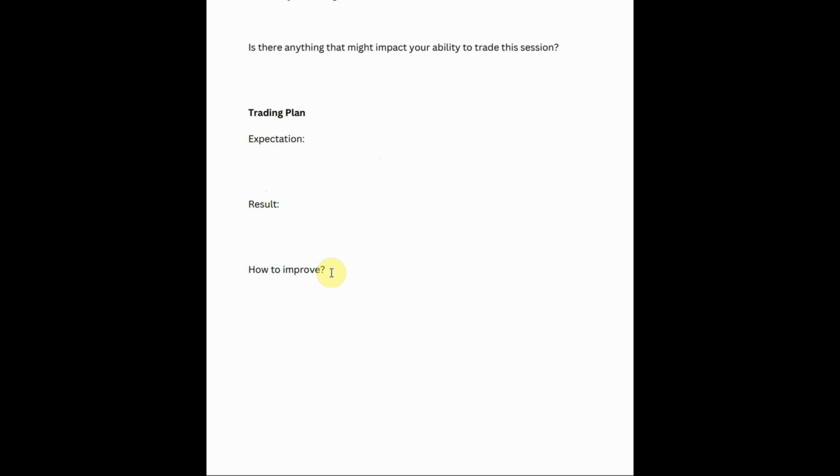And then how to improve would outline things like risk management. Did you follow the plan? Did you stay in line with your written analysis? What actually happened? And then how do you improve that?